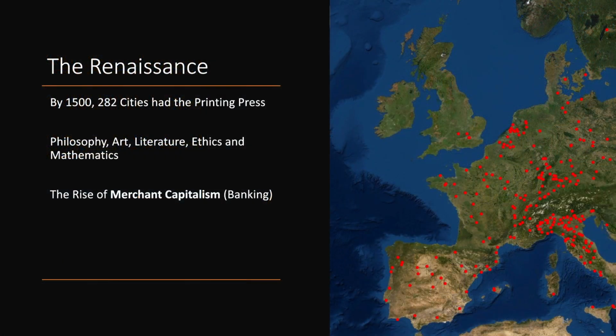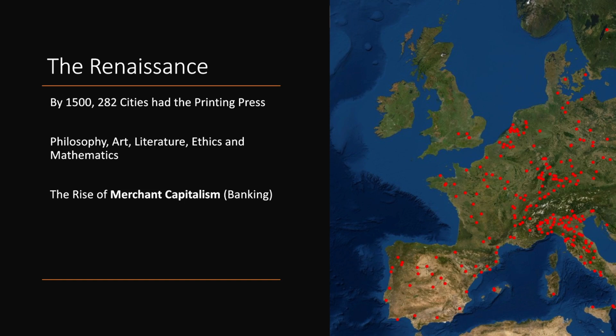So by 1500, which was sort of close to the height of the Renaissance, 282 cities in Europe had the printing press, which meant that there were hundreds of thousands of volumes of knowledge that were circulating around. So if I was a bricklayer or an architect or a painter, I didn't have to make anything up from scratch. I could just go and read what's come before. And there was this explosion in philosophy and literature and ethics, and mathematics were coming in from the Middle East. That was really crucial, right? We had math for the first time, really, in Europe.